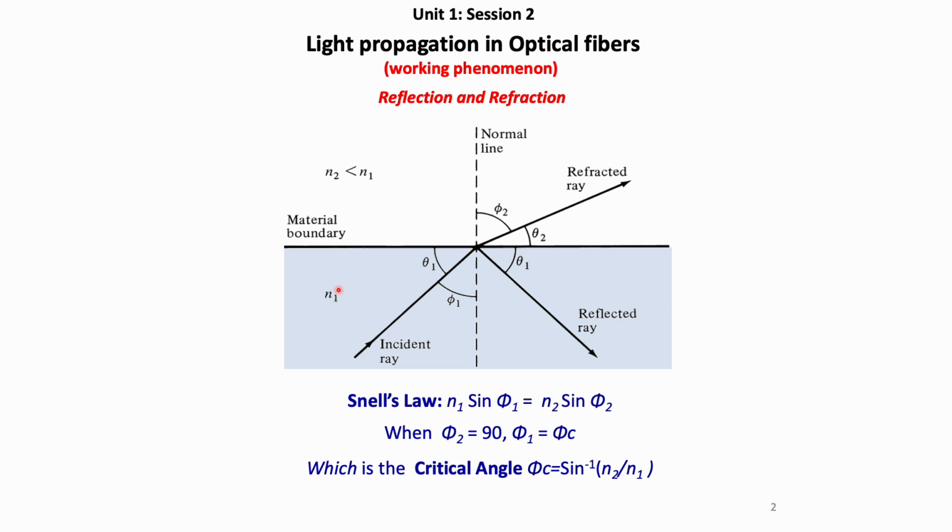At a particular angle of incidence, the angle of refraction becomes 90 degrees. That angle is known as the critical angle. So phi 1 is equal to phi c. At a particular incident angle, the angle of refraction is 90 degrees, which is given by phi c equal to sine inverse of N2 by N1.